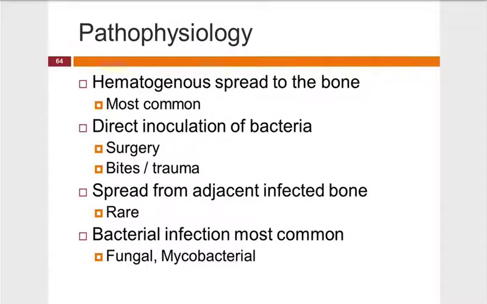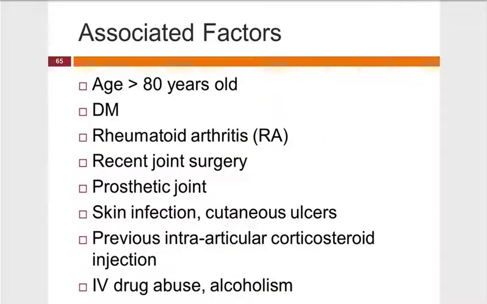Again, the spread is similar to osteomyelitis, but what's interesting is that hematogenous spread is the most common. That should say joint, not bone. You can also have spread from bone to the nearby joint, but that's actually rare, and bacterial is the most common. Not surprising, right, that the predisposing factors are those in patients that already have problems with joints. So rheumatoid arthritis, or patients who've gotten any intra-articular injections, IV drug abusers, diabetics, older patients.